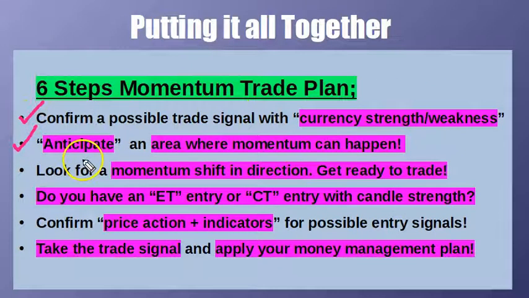Then next we want to anticipate an area, and this is important, an area where momentum can happen, guys. I'm going to show you that on the charts and what that means. The area is usually where we know price is going to turn around and there's going to be a momentum shift. Next, we look for a momentum shift in direction. At this stage, we're getting ready to trade, but we now need to confirm the trade direction with other things on our chart, including the moving averages and the size and strength of the candles.